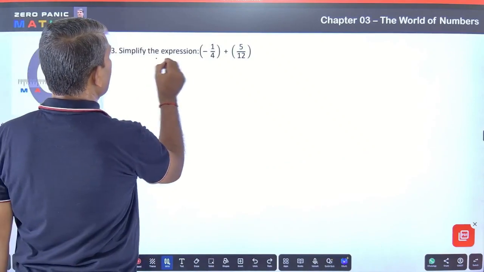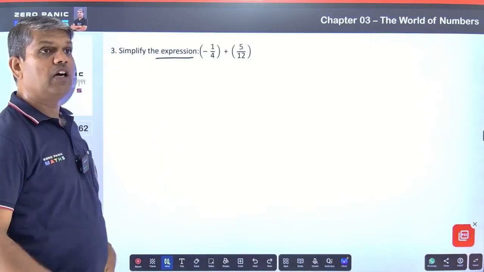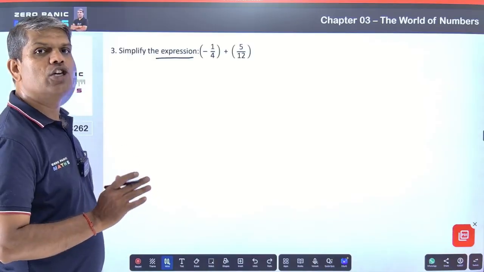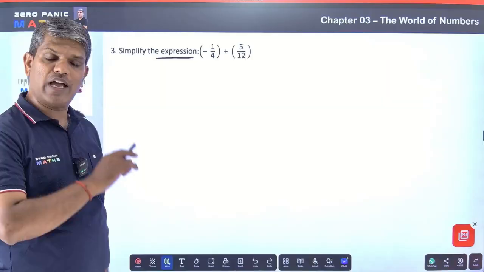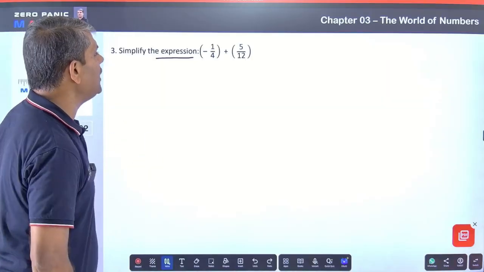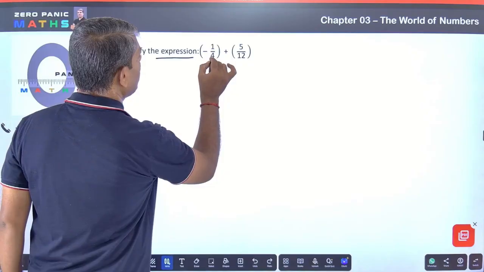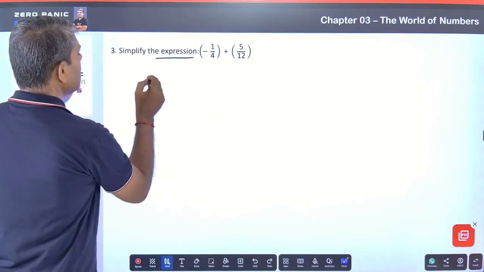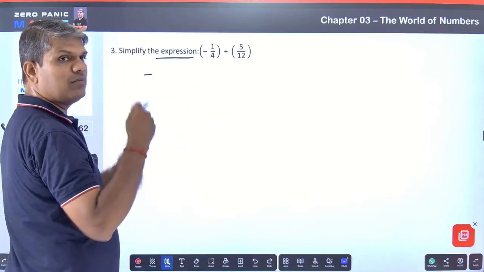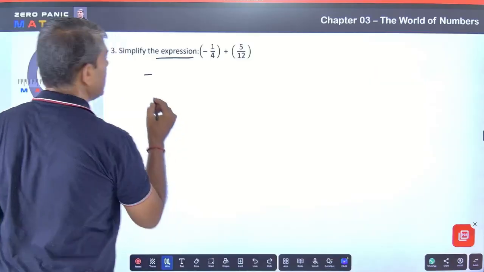Now simplify this expression. Simplifying any arithmetic operation on fractions should be done by the law that we discussed in the previous session. If you have not watched that video, you have to watch that. First, we have to convert the denominators into the same number, and then do the given operation on the numerators.